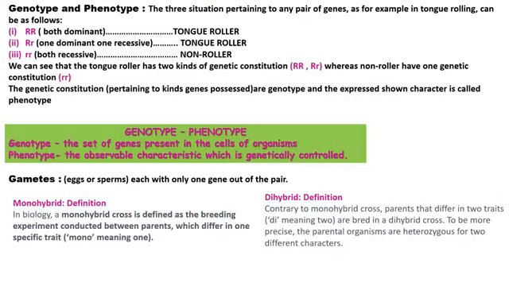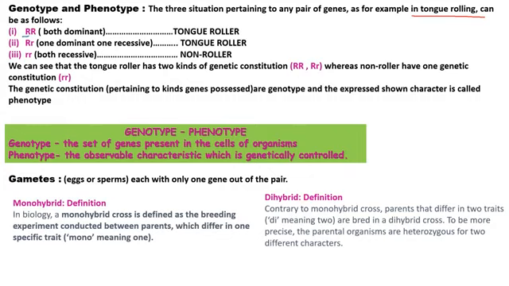Now coming to genotype and phenotype. The words are self-explanatory. Genotype means it is related to genes. Till now we have done capital T, small t. Now here is one other example, tongue rolling. For tongue rolling we have capital R. So what is capital R?